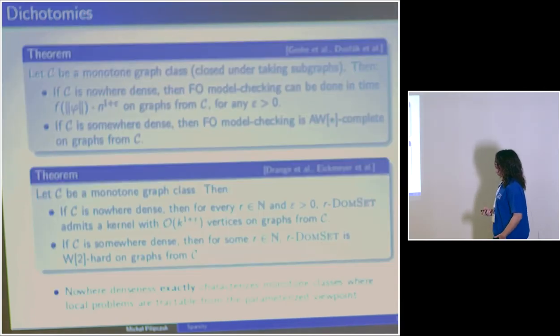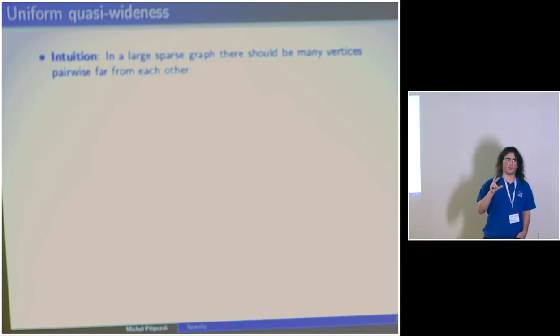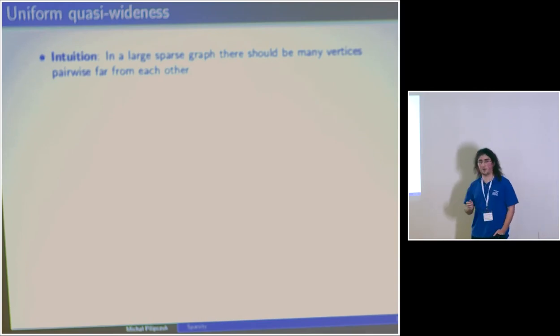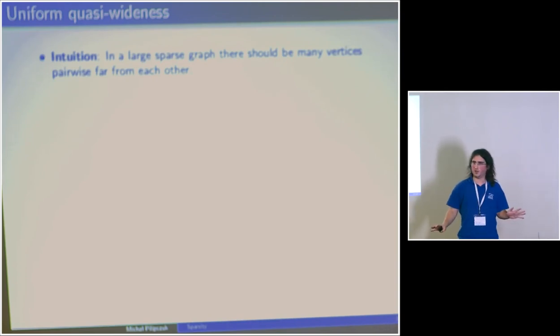Good. So during the rest of the talk, I would like to give you one particular proof or nice algorithm that you can get in this field. And for this, I need to take a closer look at one of those equivalent definitions, namely uniform quasi-wideness. So the intuition is that if you have a sparse graph that is super large, you should find many vertices in the super large graph that are pairwise far from each other. So is this intuition exactly true?